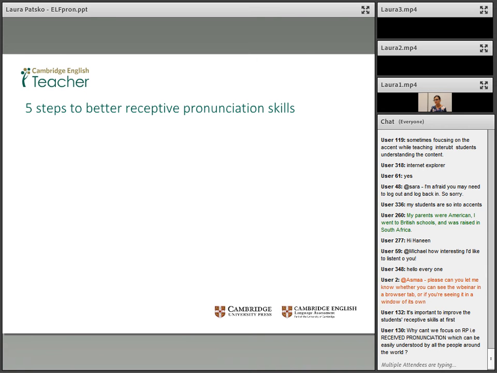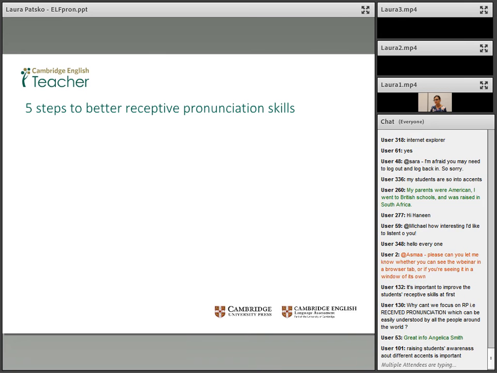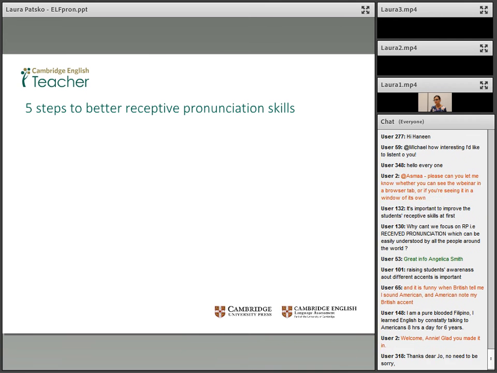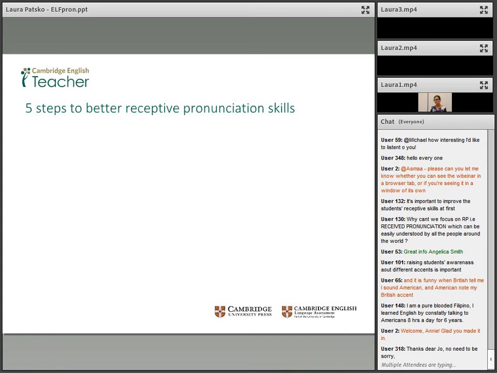I'll tell you the 5 steps. Each step is important for different reasons, which I'll summarize at the end. Rather than explaining all the reasons now, we're going to do the 5 steps together so that you can feel how students might feel if you're doing a lesson using these 5 steps.